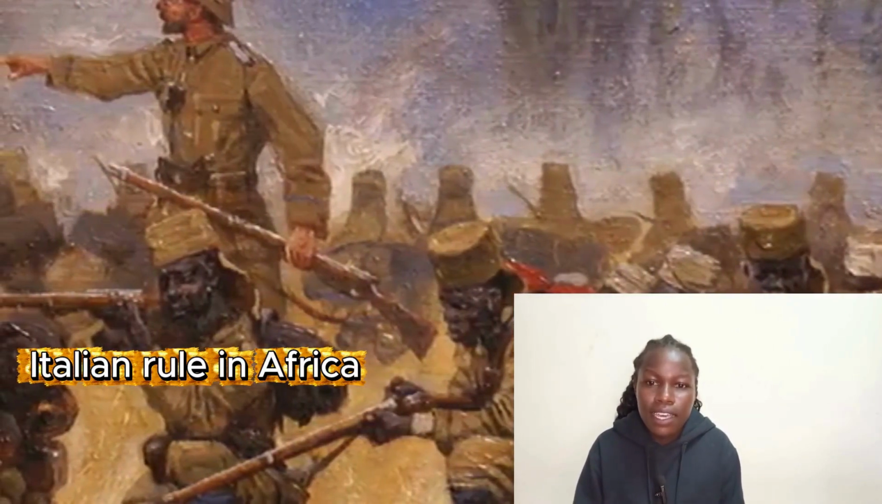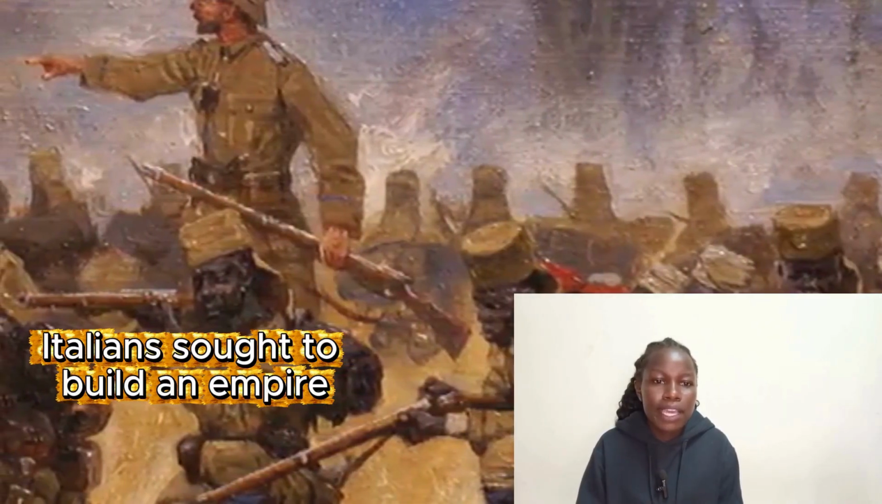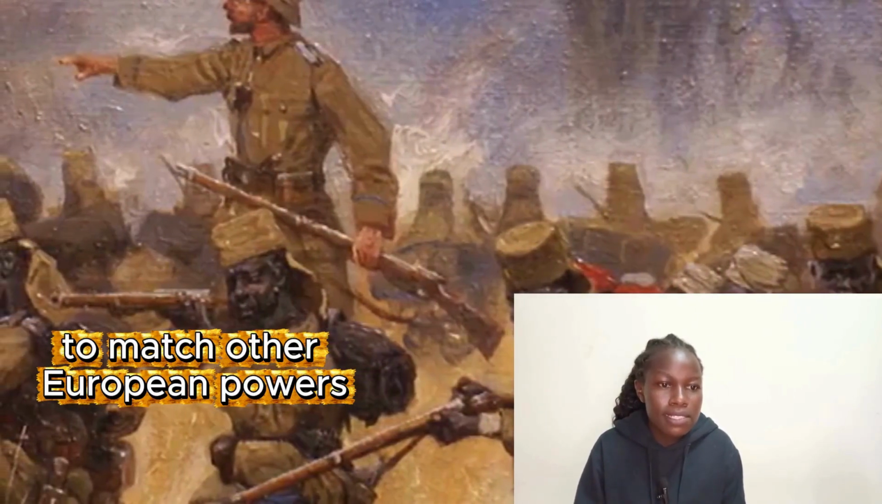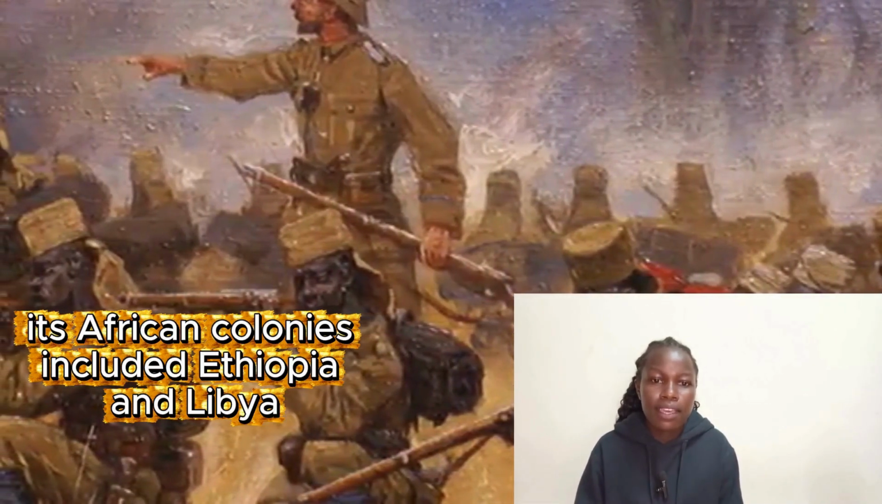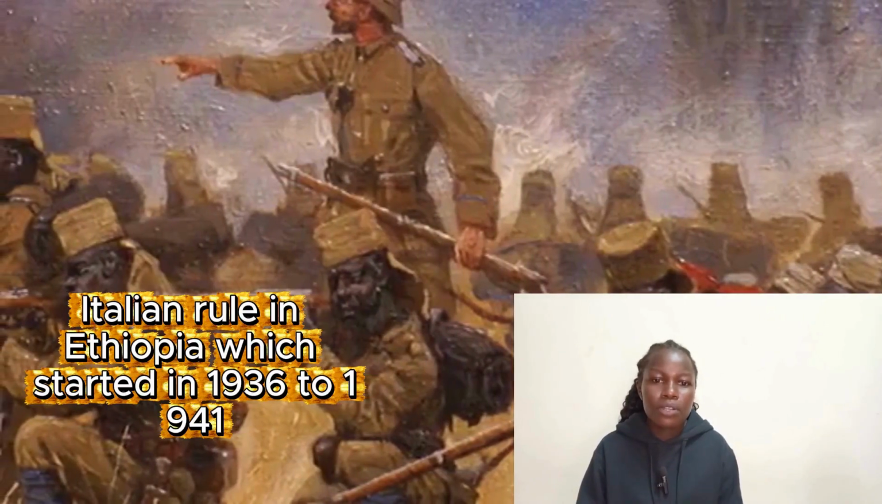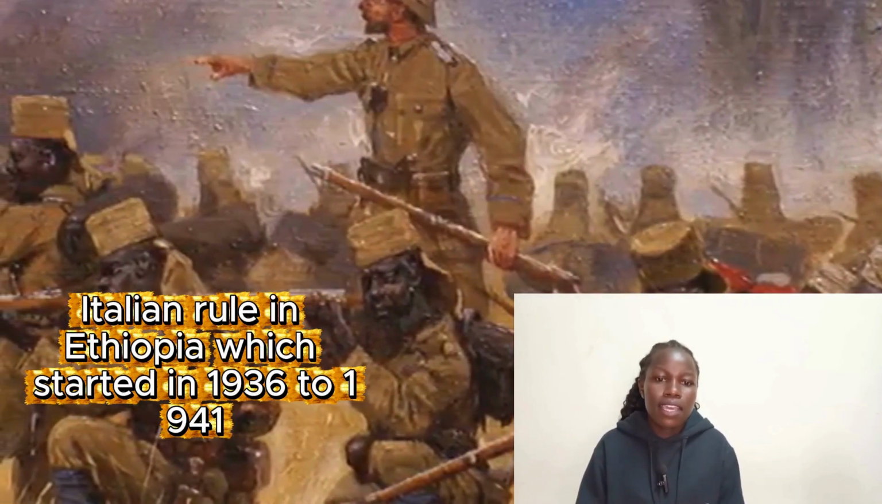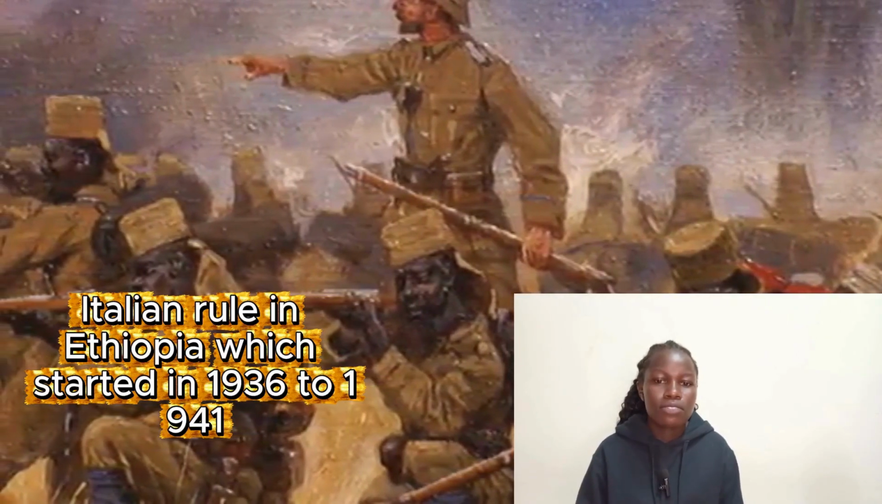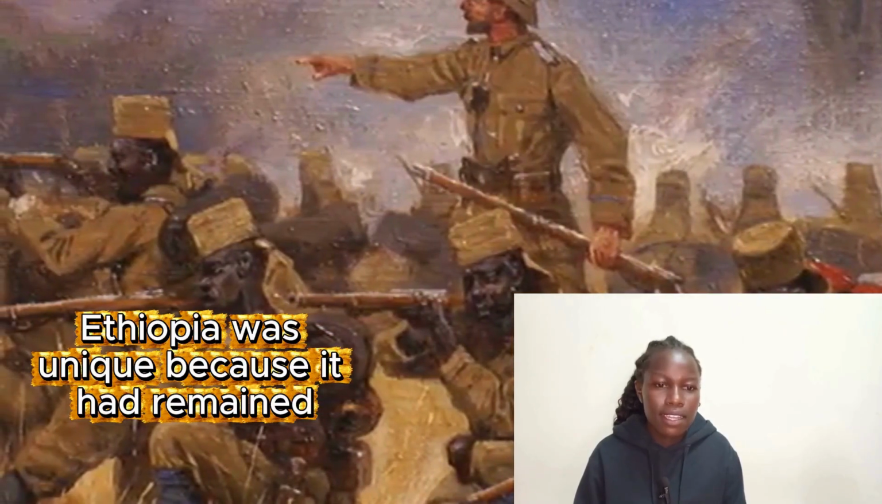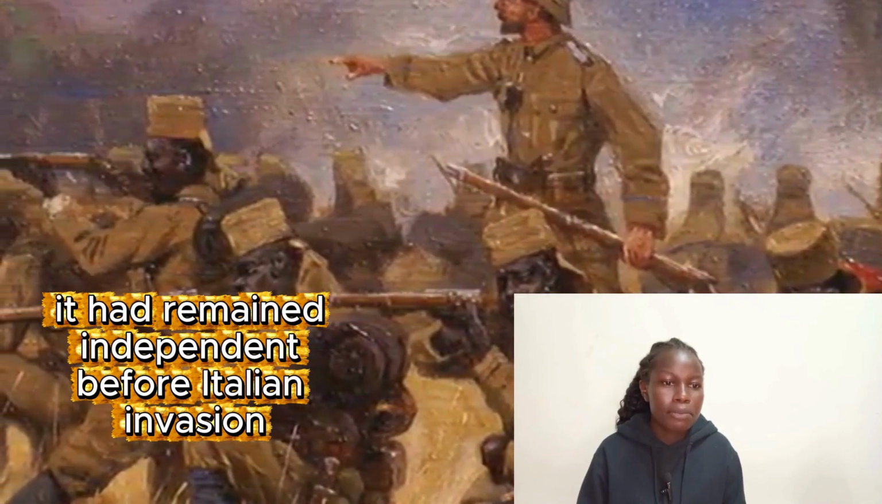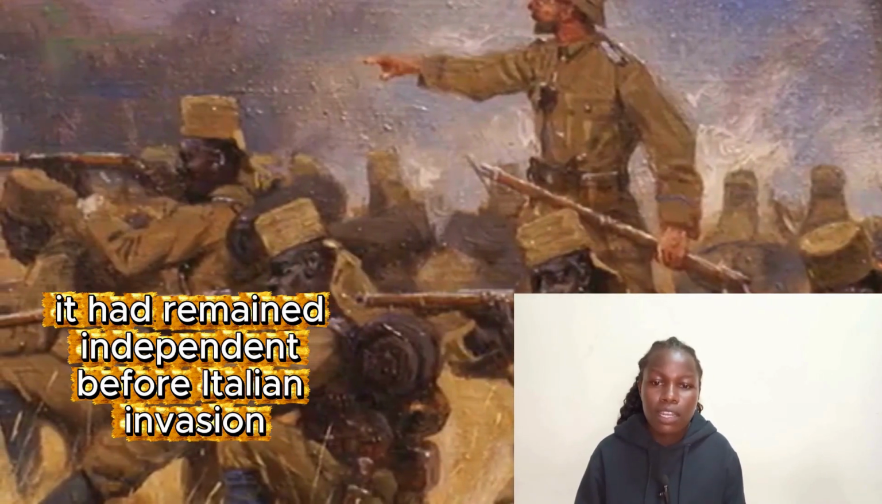Italian rule in Africa. Italians sought to build an empire to match other European powers. Its African colonies included Ethiopia and Libya. Italian rule in Ethiopia started in 1936 and lasted to 1941. Ethiopia was unique because it had remained independent before the Italian invasion.